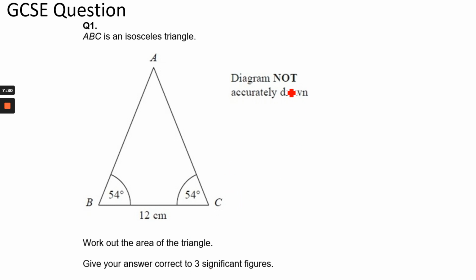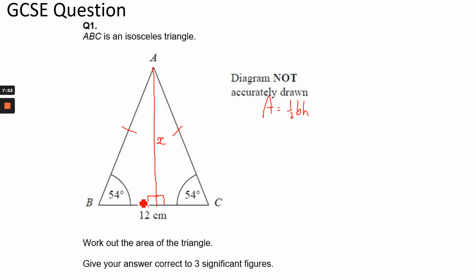Okay, so we've got 2 different ways that we can do this. Actually, you could still use this one. So half the base times the perpendicular height. We need the perpendicular height. Now, because these 2 angles are the same, you know that this is an isosceles triangle. So actually, if you split it straight down the middle, you've made 2 right-angled triangles. So what you can do is work out the perpendicular height here.